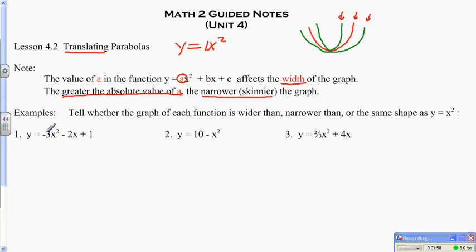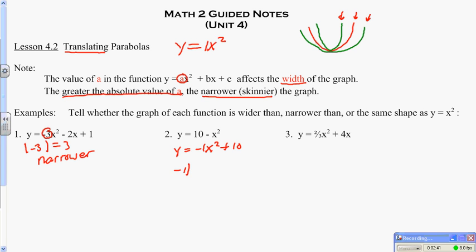So if we look at number 1, the absolute value of a is 3. That is greater than 1. Therefore, this parabola, if we were to graph it, would be considered wider. Or no, pardon me, narrower. Since 3 is greater than 1, this would be narrower. This is rearranged, so if we fixed it, it would look like this, where we have a 1.